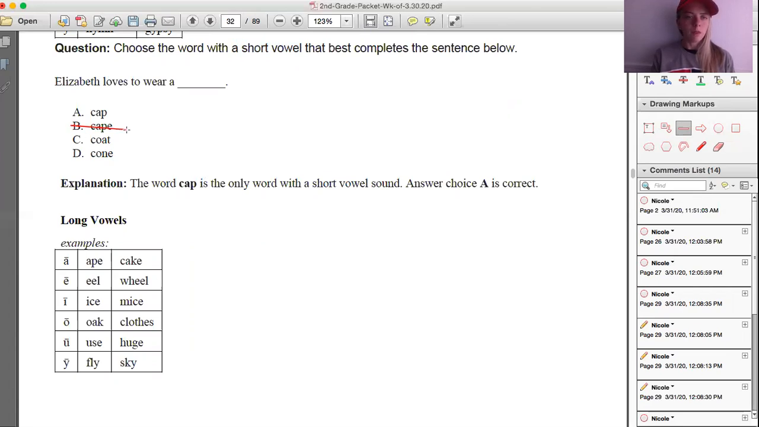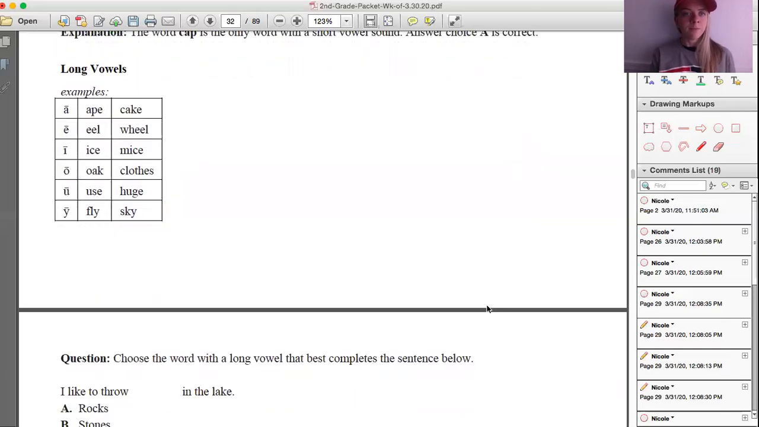Well, we know that cape is not the answer because that's the long vowel. We know that coat is not the answer, and we know that cone is not the answer. The only one that would make sense for the short vowel is cap, A. So again, make sure you pay attention to what it's asking you, short vowel.